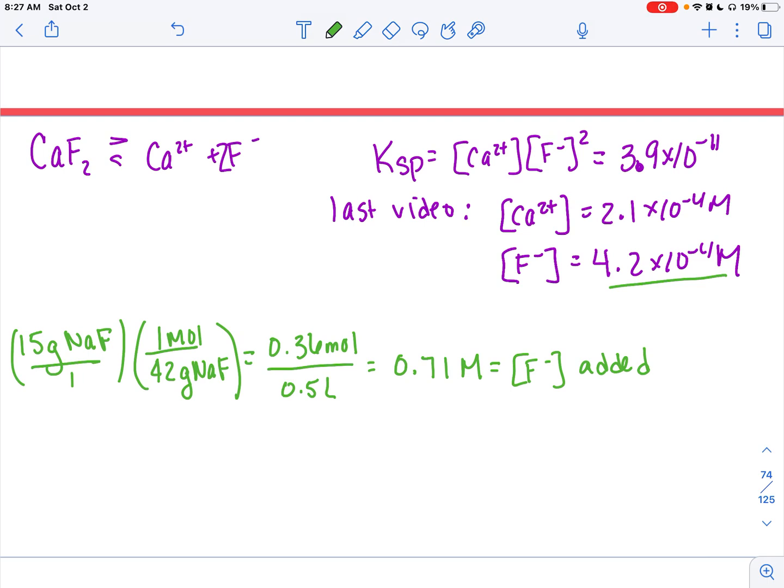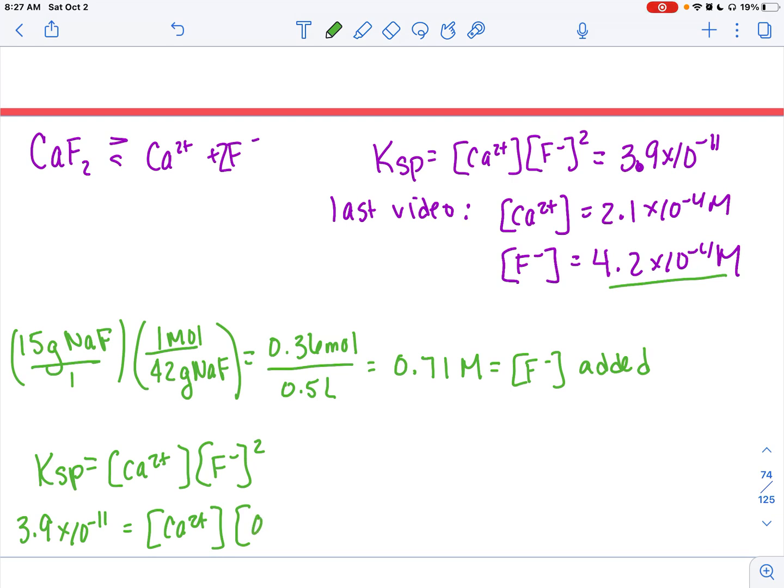So if we do that, we plug into our new KSP, we would have the concentration of calcium times the concentration of F minus squared. We're going to plug in our KSP, still the same because it's still the same product. We're looking for Ca2 plus, and we have this. So when we solve for Ca2 plus, we get 7.7 times 10 to the negative 11.